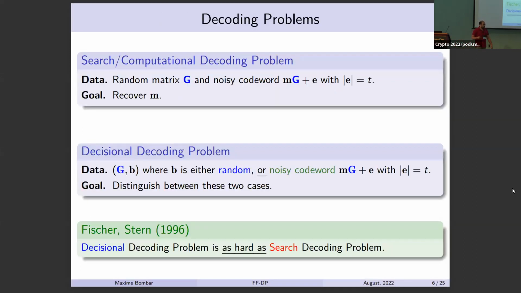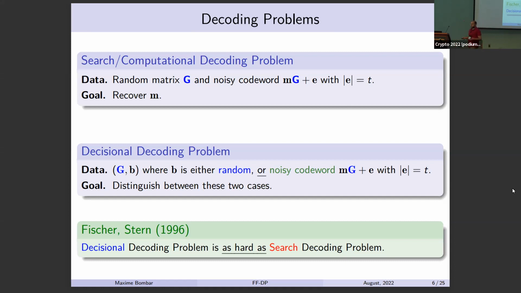For the decoding problem, there is the well-known computational decoding problem, where you are given a random code represented by its basis, like here as a generator matrix. You are also given a noisy codeword, mG plus E, with some constraint on the error, and you want to recover the message, m. But we can also define a decisional version, where you are given a random code G and a vector b, which is either completely random or a noisy codeword of the form mG plus E. And the goal is to distinguish between these two cases.